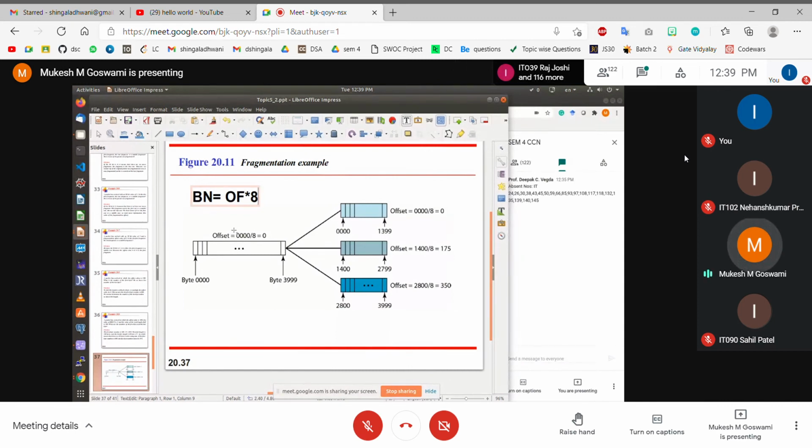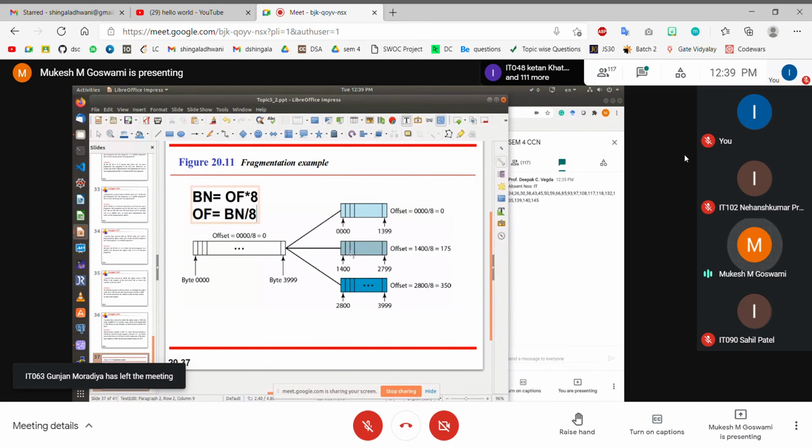But if I had the byte number and I want to find the offset, then this can be done by byte number divided by 8. So here I had the byte number. The first byte number is 000. The last byte number is 1399. So what is the offset value now? The offset value is the first byte number divided by 8. So first byte number 000 divided by 8. Therefore, the offset value for this particular fragment is going to be equal to 0.